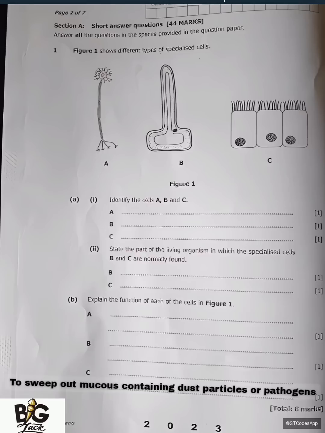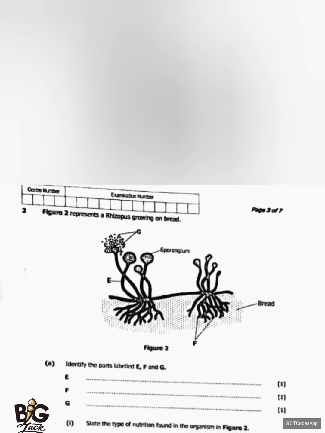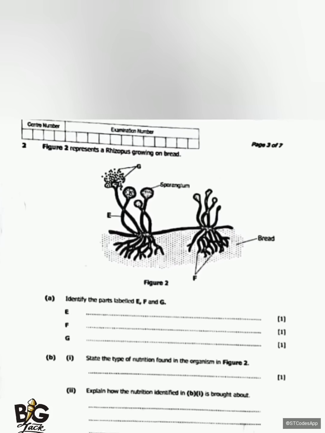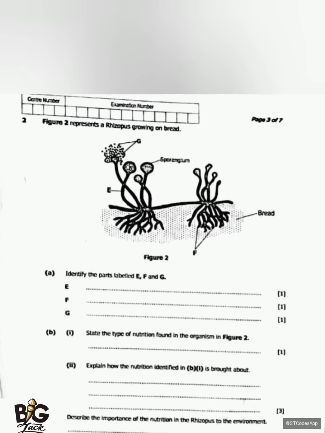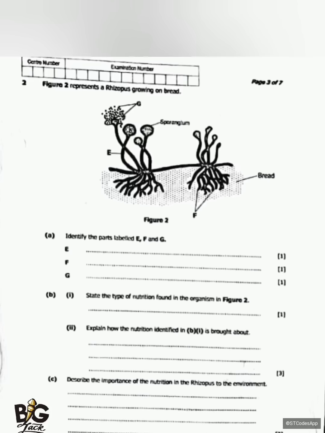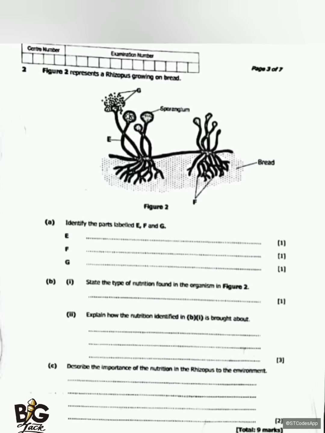Okay, so that was the last one on this part, which is question 1. Let's move on to the next one, which is question 2. Question 2 reads, figure 2 represents a rhizopus growing on bread. A rhizopus usually grows on dead decaying organic matter, or we can say grows on bread.